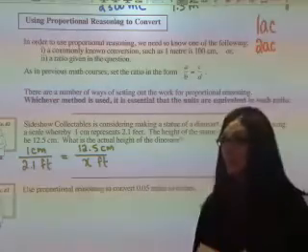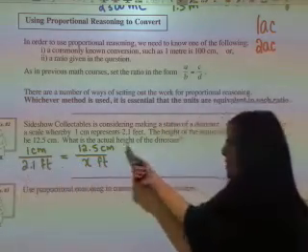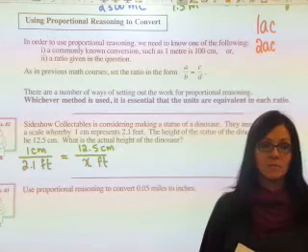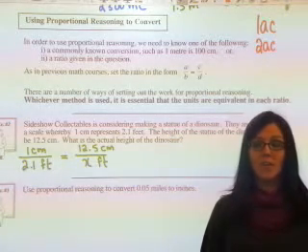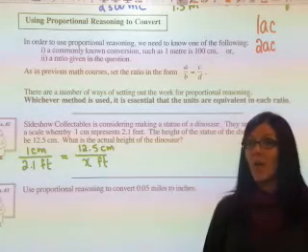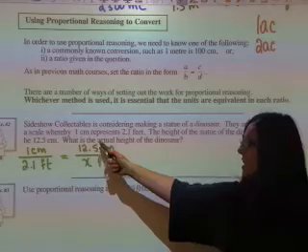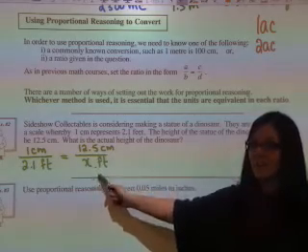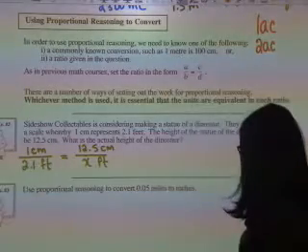If you notice in my proportion, feet are on the same level and centimeters are on the same level. It doesn't matter if the centimeters are on the top and the feet are on the bottom, or feet are on the top and centimeters are on the bottom, as long as I'm consistent. I don't want to write this where I all of a sudden have X feet up here and centimeters down there. The units have to correspond on each level.